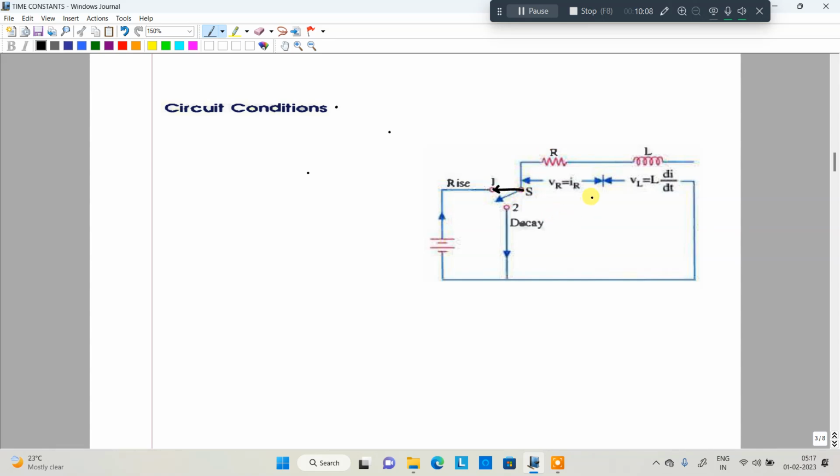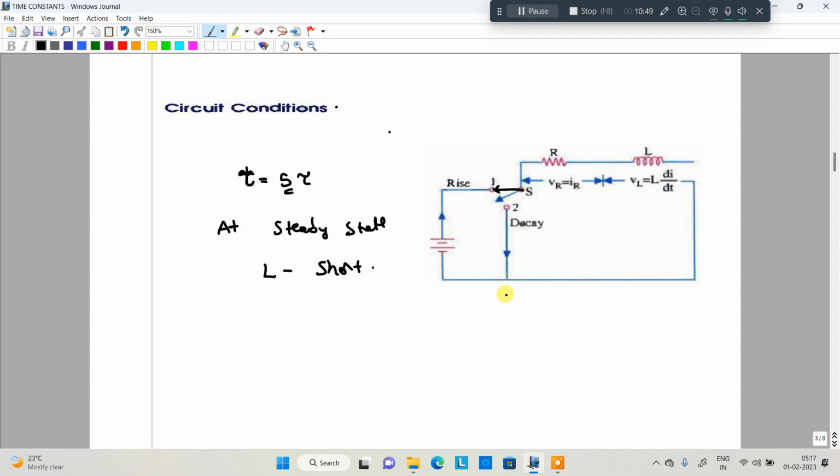The current rises gradually, and whenever it reaches 5 time constants, the inductor reaches the maximum steady state value. At a steady state, the inductor acts as a short circuit. You know that at a steady state condition, the inductor acts as a short circuit. At a transient condition, the inductor acts as an open circuit.